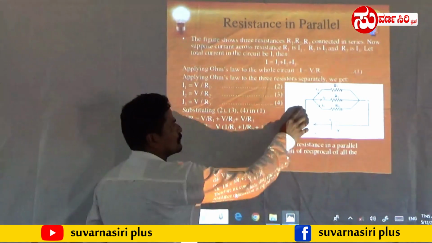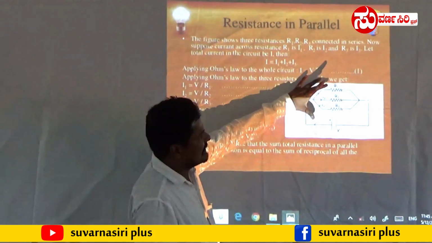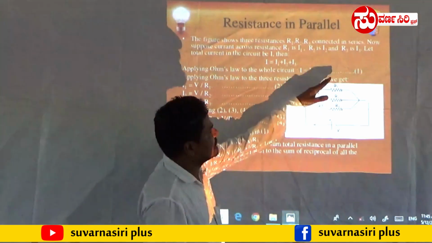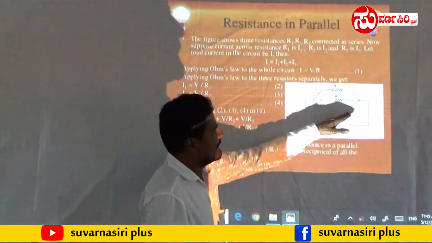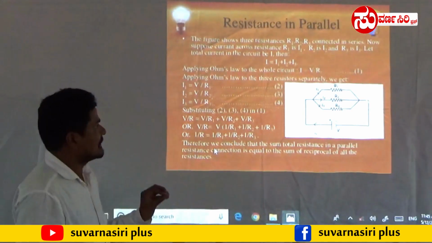So this is I total current. When it comes to pass through the three resistors, they are connected in parallel. So it will go to I1, I2 and I3. Again it will pass and again it will become I current. So this we have to keep in mind.